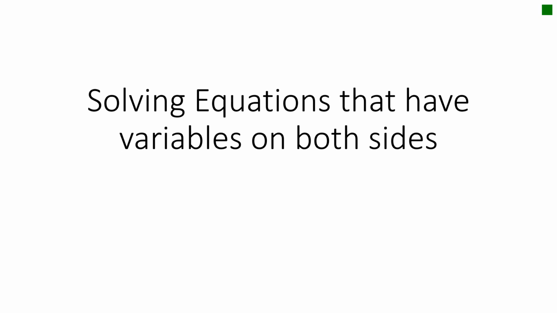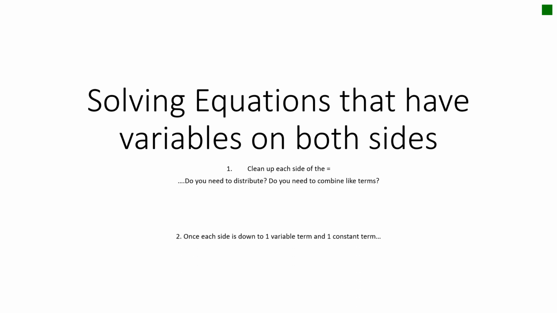Okay, so lesson 4 involves solving equations that have variables on both sides. And when you have this, you're going to follow a few simple rules. Step 1, clean up each side of the equal sign. And that means, do you need to distribute? If so, do it. Do you need to combine like terms? If so, do it. Now remember, do it all on the left side, do it all on the right side, get them nice and clean.